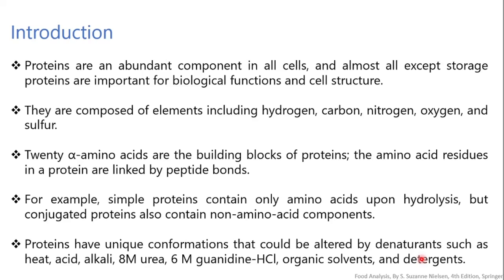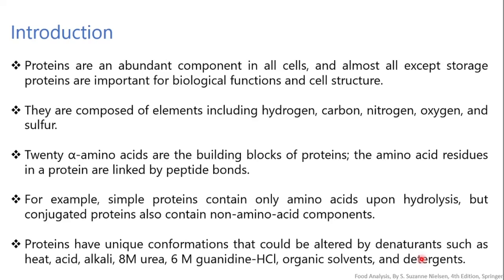Proteins are composed of elements including hydrogen, carbon, nitrogen, oxygen and sulfur. 20 alpha amino acids are the building blocks of the proteins. The amino acid residues in a protein are linked by peptide bonds. Nitrogen is the most distinguishing and abundant element present in the protein. However, the nitrogen content in the various food proteins ranges from 13.4 to 19.1 percent due to the variation in the specific amino acid composition of the proteins.